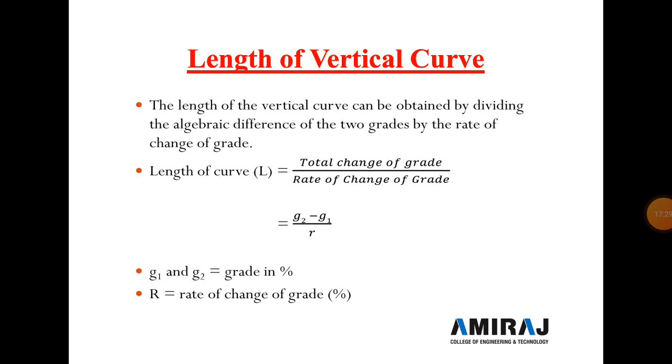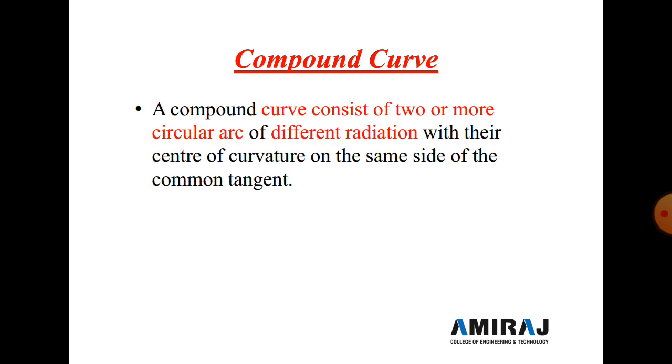Now the length of the vertical curve. The length of a vertical curve can be obtained by dividing the algebraic sum or algebraic difference of the two grades by the rate of change of grade. So the length of the curve L equals the total change of gradient divided by the rate of change of grade. The grade change is G2 minus G1, divided by the rate of change of grade R. G1 and G2 are grades in percentage, and R is the rate of change of grade in percentage.